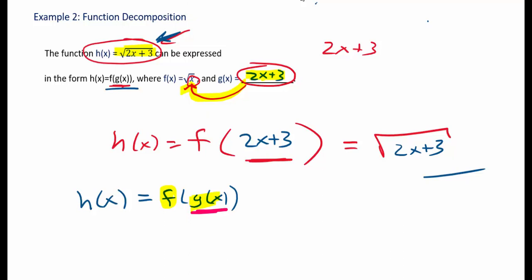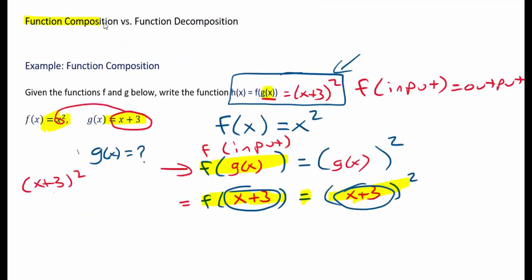From the beginning, I knew that I needed a square root function because there was a square root in the given problem, and I also needed a function that multiplies by 2 and adds 3. So we just defined a function that multiplies by 2 and adds 3. We defined g of x to be 2x plus 3. So that when one got plugged into the other, we got the desired result. Hopefully that helps you understand the difference between function composition and function decomposition.